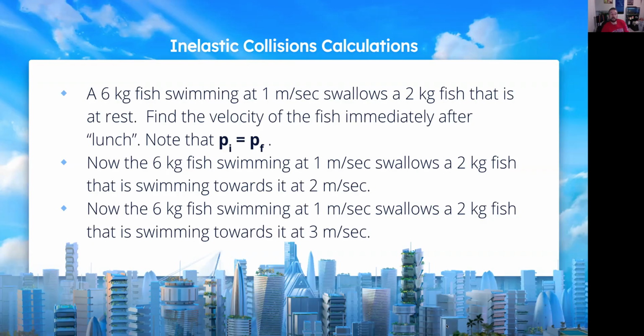And so the two fish, well, the one fish inside the other, are now moving at 0.25 meters per second. They've started moving very slowly. Let's consider this last example here, where the second fish still has a mass of 2 kilograms, and it's moving at 3 meters per second in the opposite direction. What does that make the momentum of fish 2?